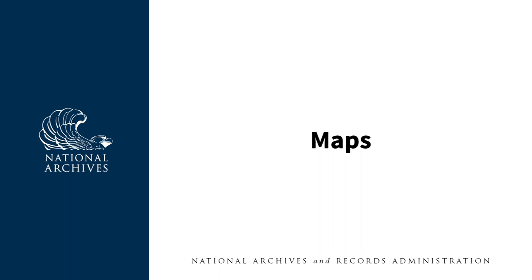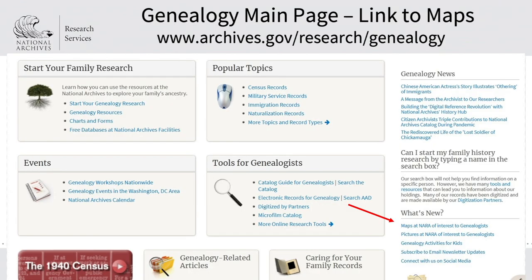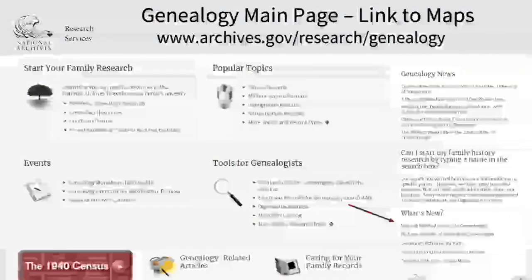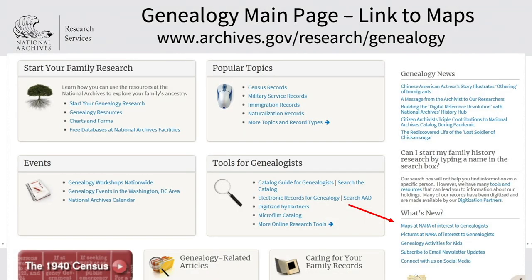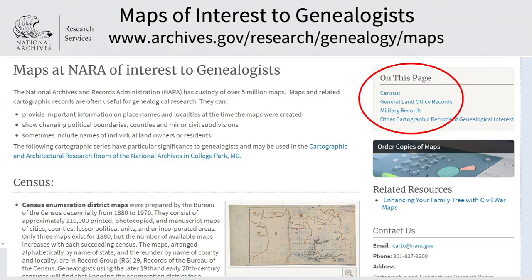Okay, back again at the main genealogy page. Now I want to bring your attention to the What's New heading on the right side, and specifically the top link to Maps and NARA of Interest to Genealogists. So the cartographic research room is at NARA's College Park, Maryland location. And here they have listed their most popular map series that are used by genealogists.